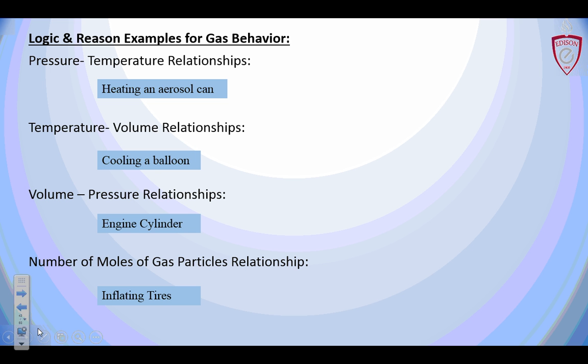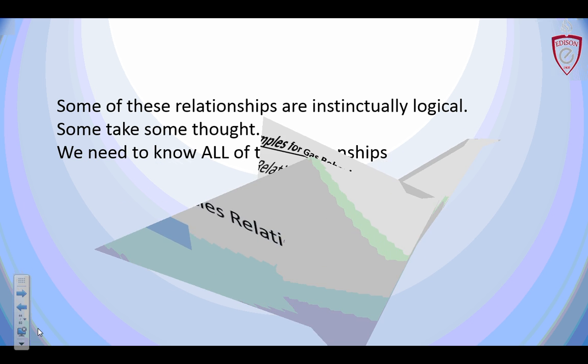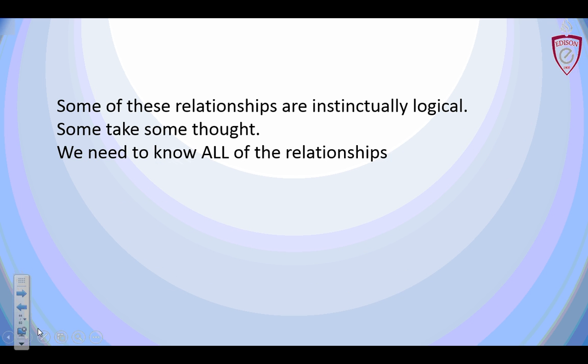So logic and reason is going to get you through most of these general relationship statements. The math is what we're going to hit up in the next and last video of the unit. So there you go. Some of these relationships are very instinctually logical. Some of them you might have to think about if they don't make sense to you. But at the end of the day, we need to know them all. Drawing those little graphs is key.